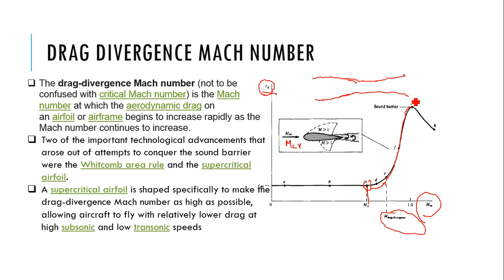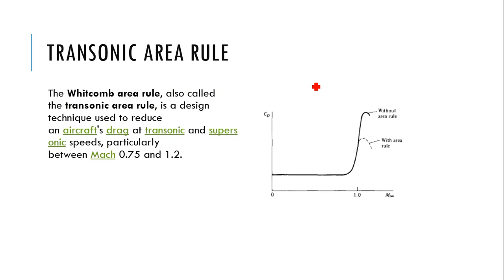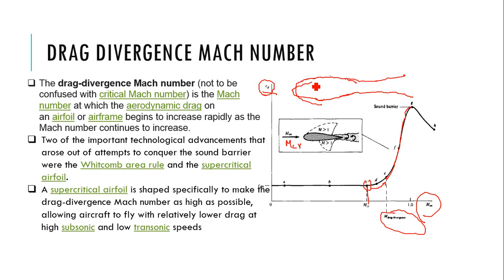They design the shape of supersonic aircraft like this, in this form. I will show you one. That is why the supersonic aircraft shape is like a bottle shape, a Coke bottle shape.